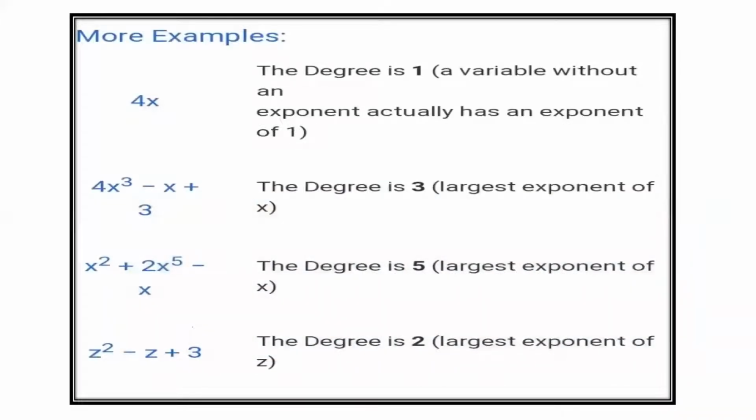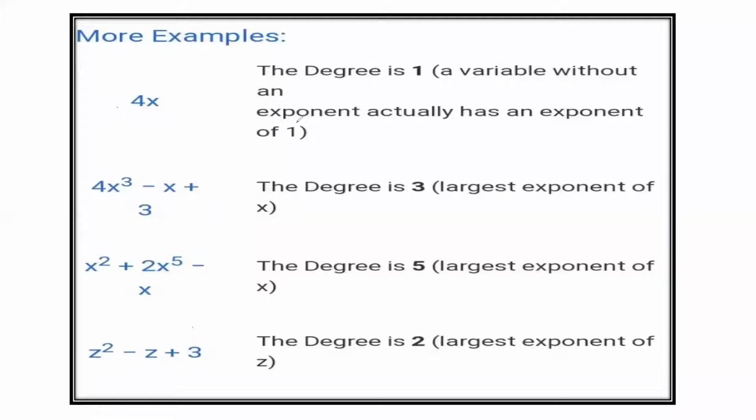Now some more examples. The first example is 4x. Here only one term, a monomial, is there. So the degree is 1. We can see that x has no power, no exponent shown with it, so the degree is 1.